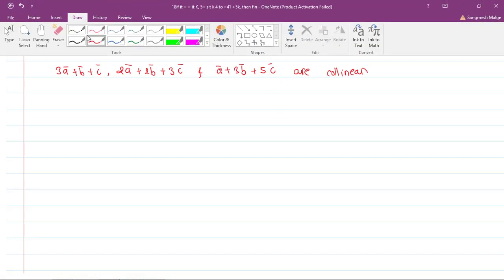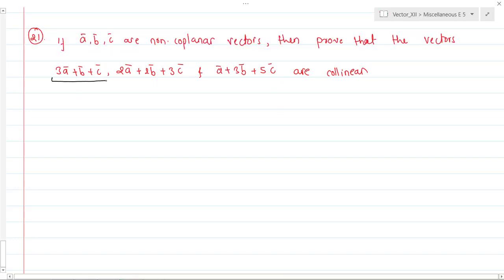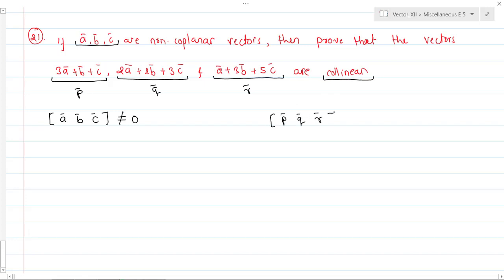Okay, so how to solve this question? Let's assume that this is p bar, this is q bar, and this is r bar. See, these three vectors being non-coplanar means what? The box product of a bar, b bar and c bar is not equal to 0, as they are non-coplanar vectors. And these three p, q, r being collinear means the box product of p bar, q bar and r bar is equal to 0.